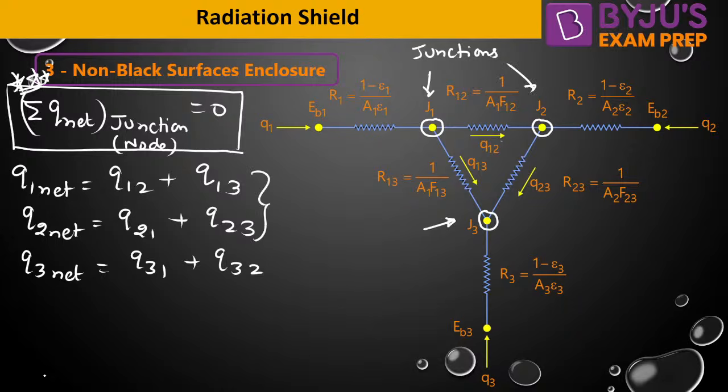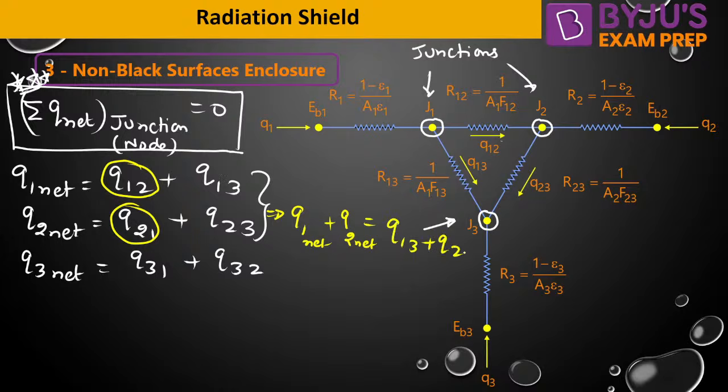If we add these two, then we can say Q1 plus Q2 is equal to, if we add, Q1 to 2 is the same as minus Q2 to 1. So they will get cancelled out. So it will be Q1 to 3 plus Q2 to 3, isn't it? Because Q1 to 2 is equal to minus Q2 to 1. Q1 to 2 can be replaced by minus Q2 to 1. If we add them, then they will get cancelled out.